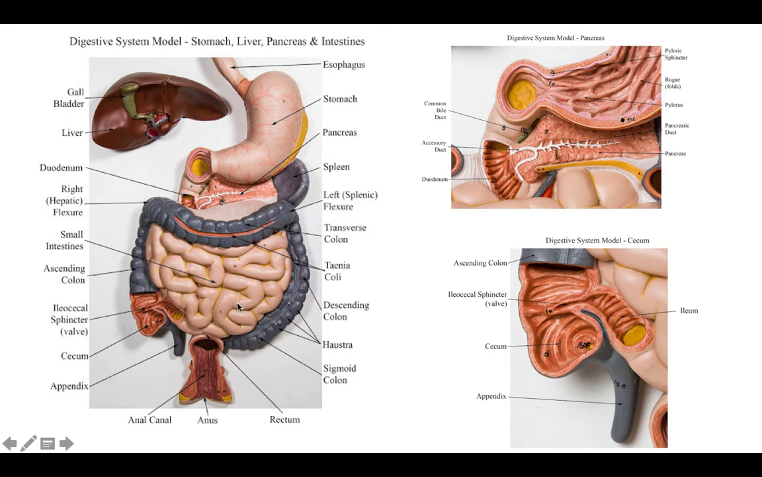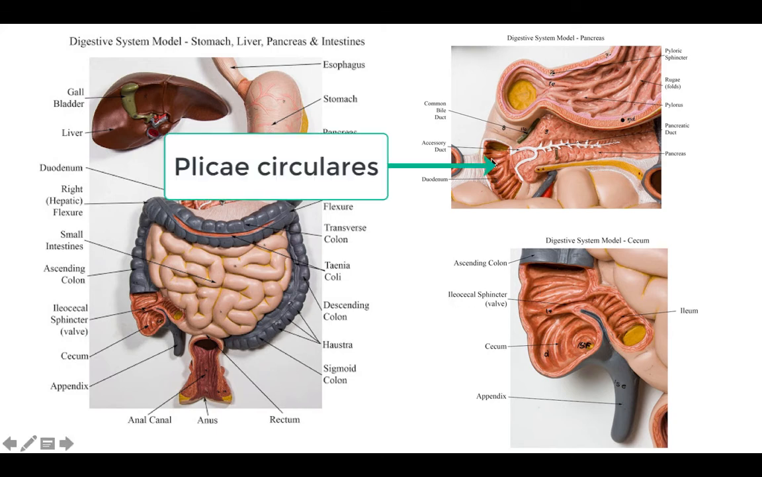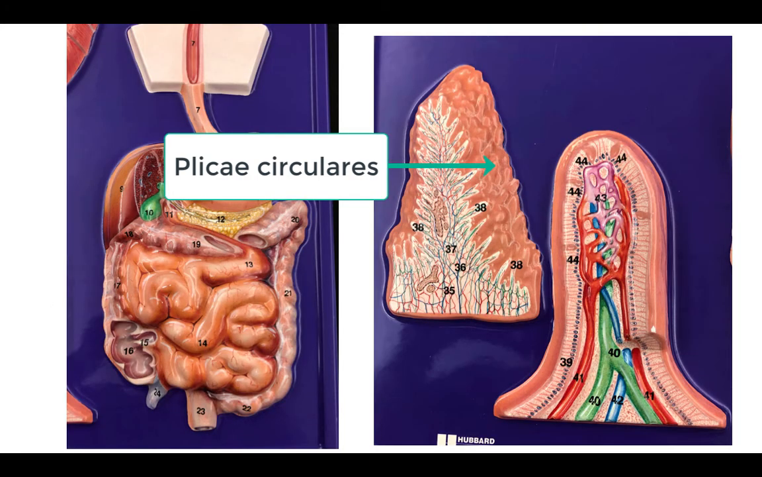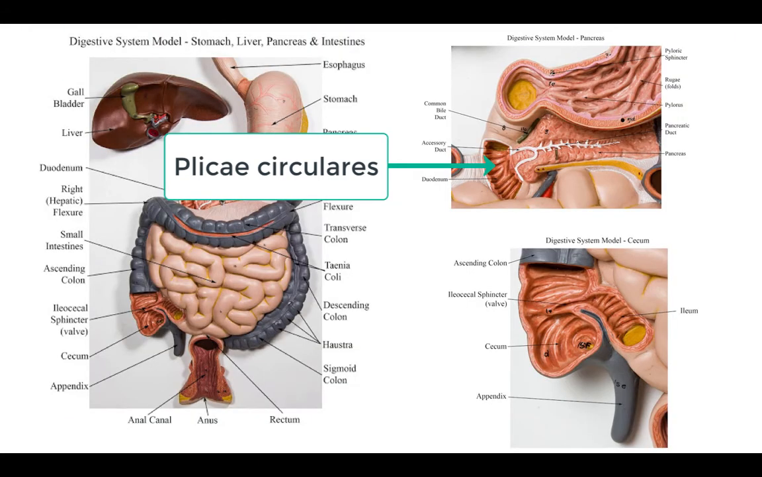To increase the nutrient absorption in the small intestines, they have these circular folds called the plicae. You can see them here, the plicae circularis. So these big circular folds here are called the plicae circularis. And so you can see, I don't actually have the word for you, do I?